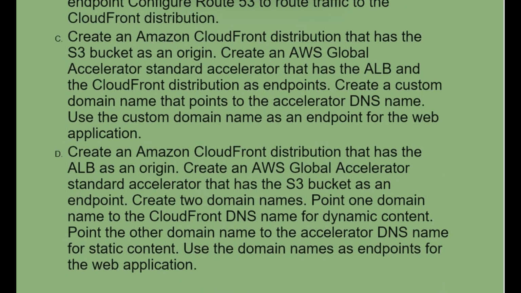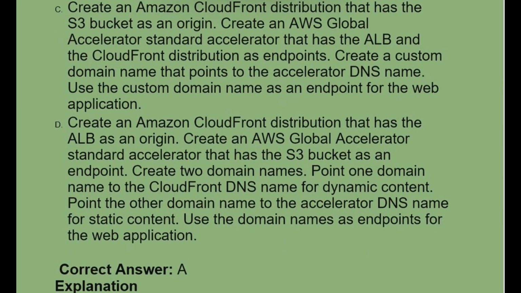Option D, create an Amazon CloudFront distribution that has the ALB as an origin. Create an AWS Global Accelerator Standard Accelerator that has the S3 bucket as an endpoint. Create two domain names. Point one domain name to the CloudFront DNS name for dynamic content. Point the other domain name to the accelerator DNS name for static content. Use the domain names as endpoints for the web application. Correct answer is option A.